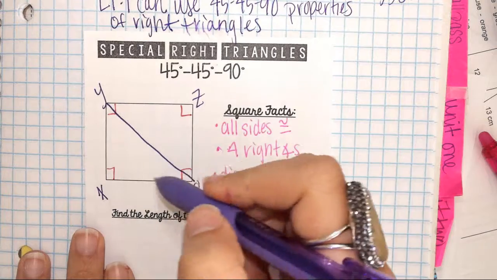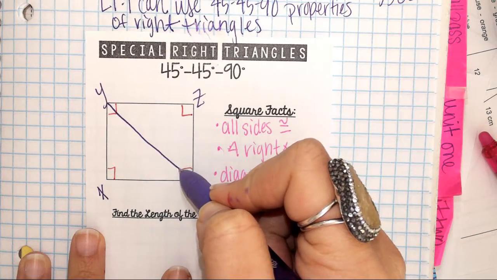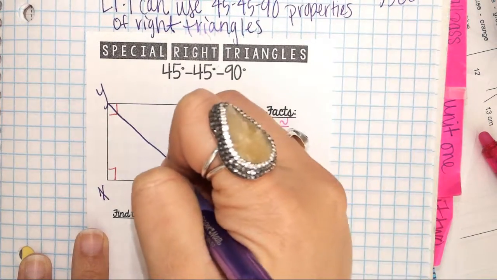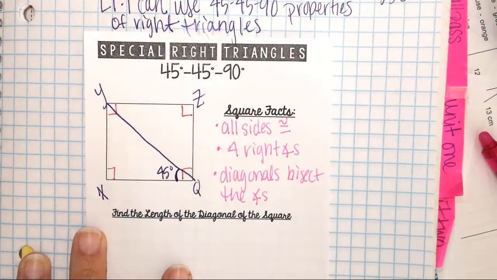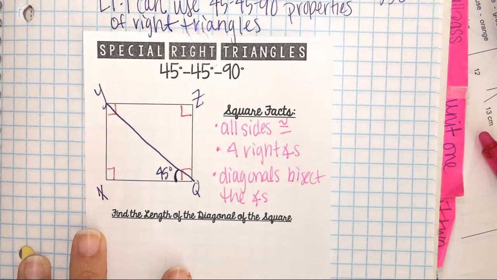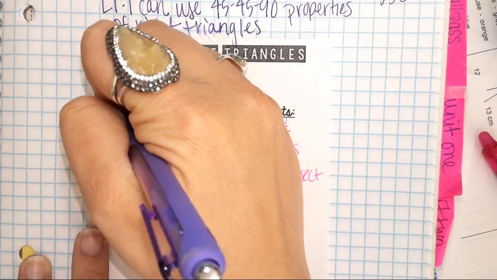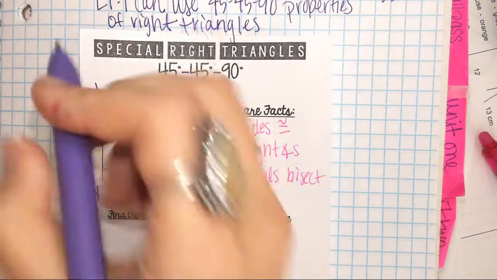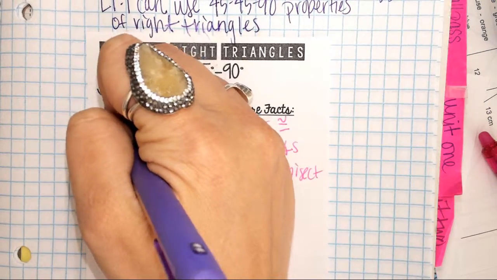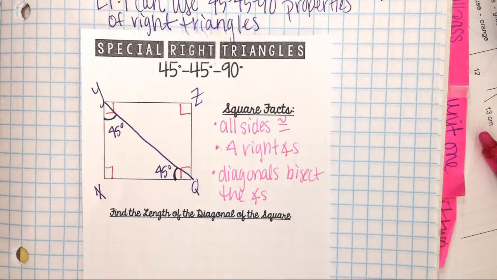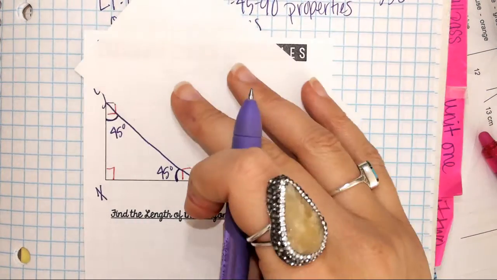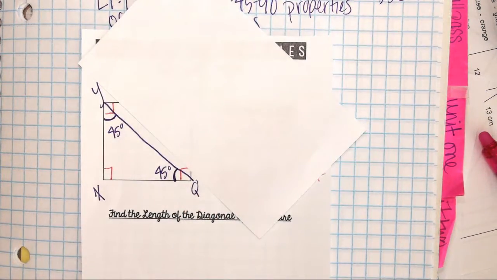Now, what is the measure of this angle right here? 45. Yes. Good. Y'all get a point. What is the measure of this angle right here? 45. And that's what makes it a 45, 45, 90 triangle. Now, if you can't see that, I'm going to cover this up. Ta-da! It's a 45, 45, 90 triangle.